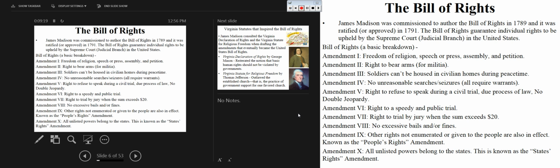The 8th Amendment, no excessive bails or fines. And then 9, other rights not enumerated or given to the people are also in effect. This is known as the People's Rights Amendment. And then Amendment 10, all unlisted rights belonging to the states that are not enumerated or given. This becomes known as the States' Rights Amendment. So 9 is the People's Rights Amendment, 10 is the States' Rights Amendment.